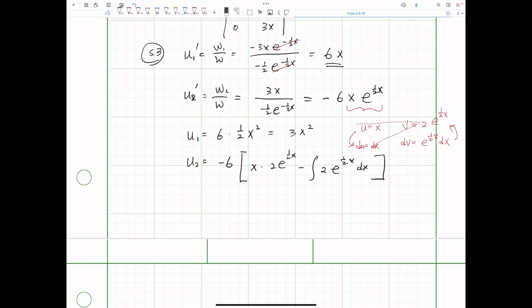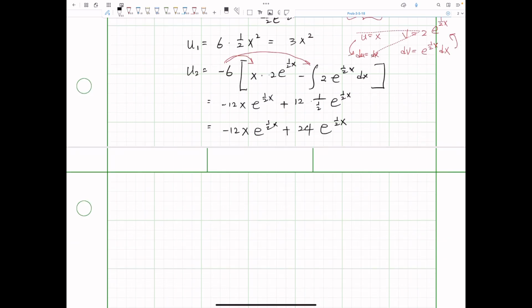And then minus the integral of v du, 2 times e to the 1/2 x dx. Let's distribute this. Negative 12x e to the 1 over 2x, minus minus, plus 12. You take the integral of e to the 1 over 2x. So 12 times 1 over 1 over 2 e to the 1 over 2x. Then we have negative 12x e to the 1 over 2x plus 24 e to the 1 over 2x.